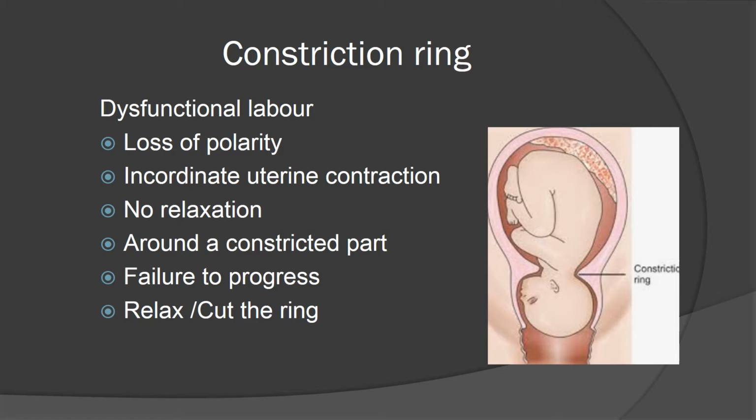It may also be encountered during a cesarean section, where unless you divide the constricted part of the uterus, delivery cannot be effected. You can see in this figure the constriction ring, where the uterine muscle is contracted around the neck of the fetus, preventing descent of the fetus.